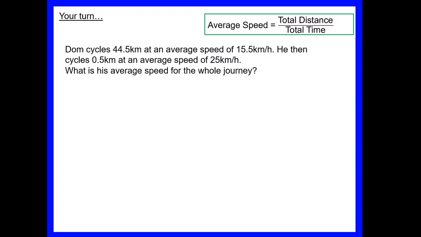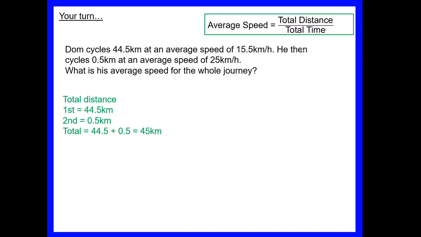Okay, so let's have a look at our solution for that one. First of all, we need his total distance. His distance for the first part was 44.5 and his distance for the second part was 0.5, both in kilometres. So that gives us 45 kilometres.